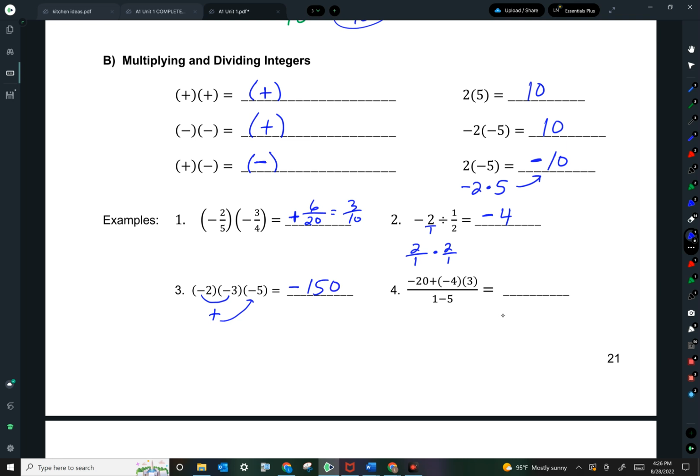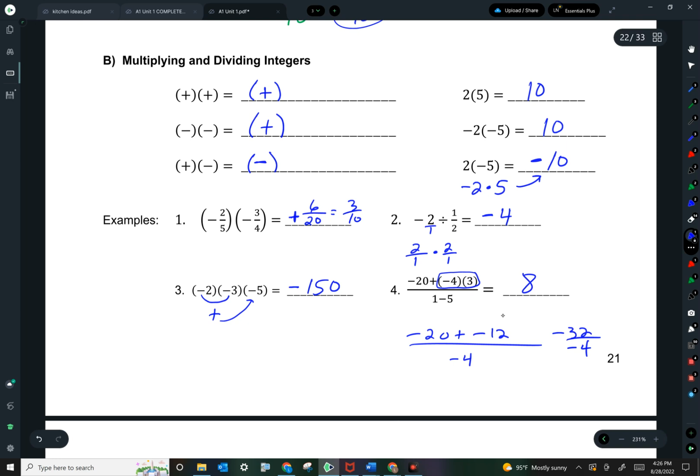Okay, we got some order of operations. So the first thing I'm going to do is this multiplication. Right, -4 times 3. So I've got -20 plus -12. And the bottom, 1 minus 5, think of that as +1, -5, so that's -4. So I've got a total of 2 negatives on top, so -32 over -4. So if you divide 2 negatives, I know it's a positive. 32 over 4 is 8.